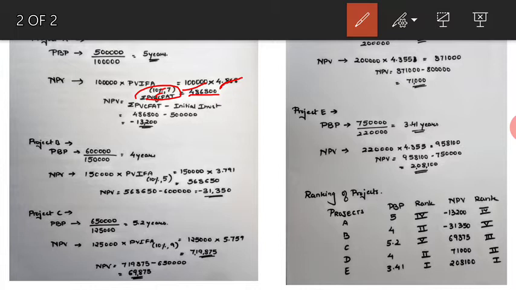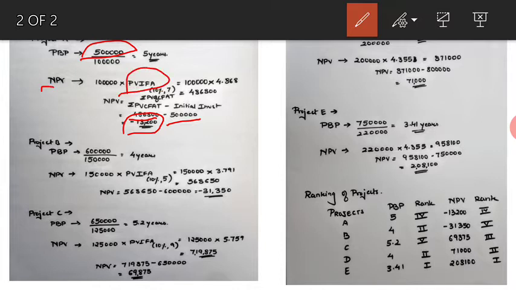Then you use the formula of NPV, which is summation of present value of cash flows after tax minus initial investment. So what is the summation of present value of cash flows after tax? It is 4,86,800 as per our calculation, minus initial investment is given to us, which is 5 lakh. So 4,86,800 minus 5 lakh gives you minus 13,200. This is how we calculate NPV when we use the annuity factor.